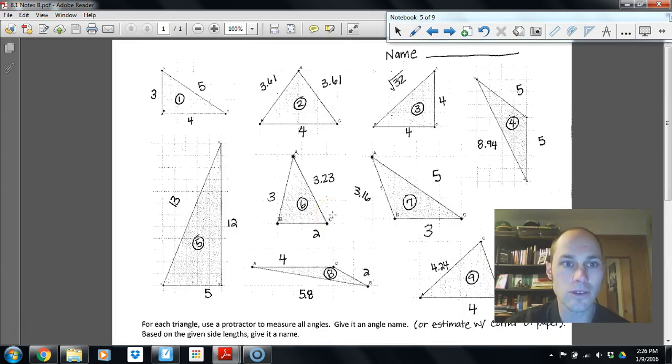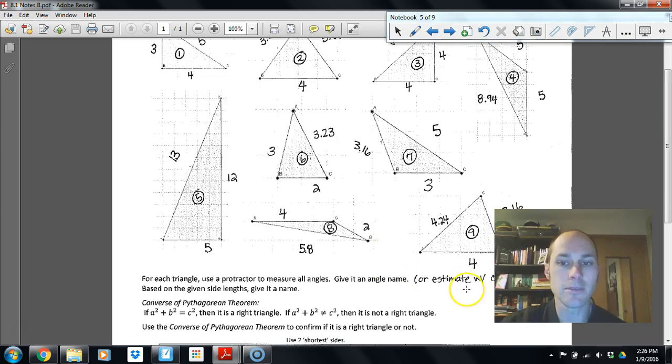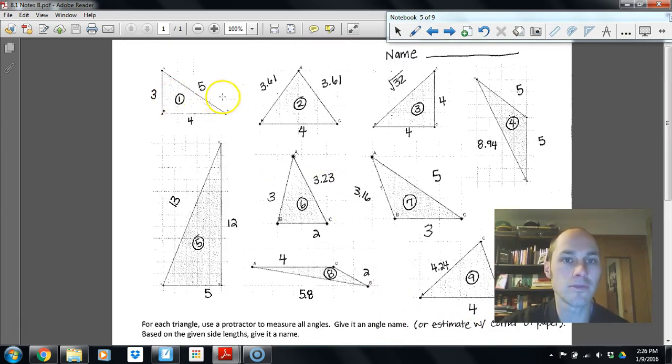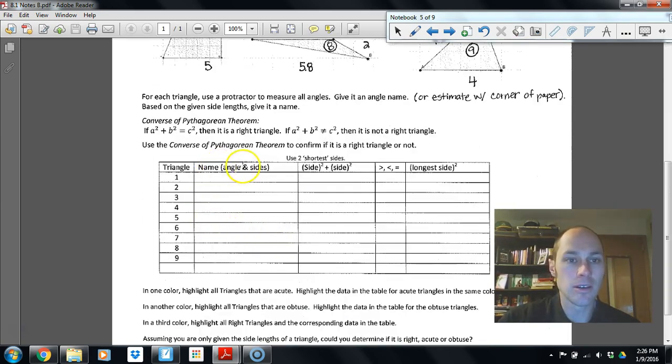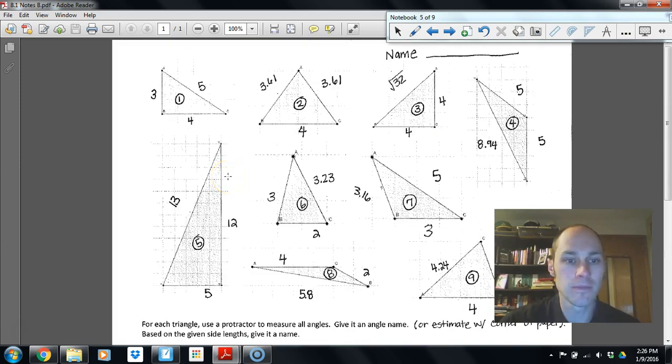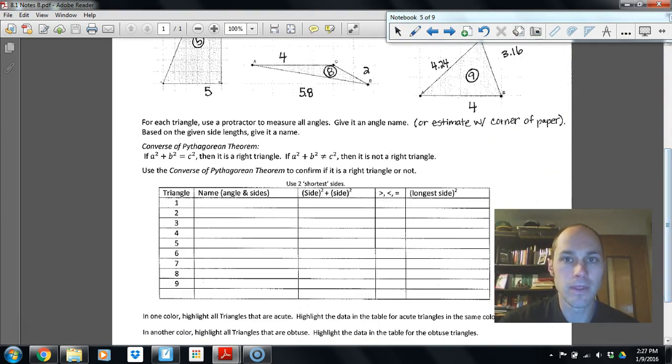The way we're going to do that, you have 9 triangles here. I'd like you to estimate the type of triangle that it is, and you'll put that in the blank on the table here. So we don't necessarily need to have the sides. Let's just name it by angle. So is it acute, right, or obtuse? So this one, I can see that I have a right angle here. So triangle 1 is a right triangle, and its side lengths are 3, 4, and the hypotenuse would be 5. So I'm going to go down, and in my table, I'm going to write that it is a right triangle.